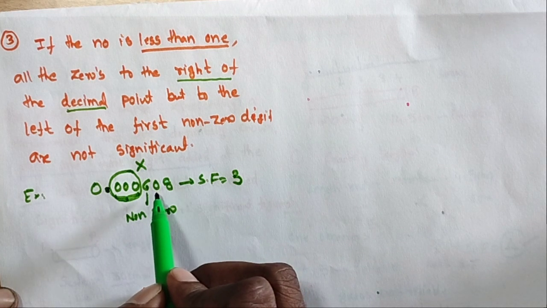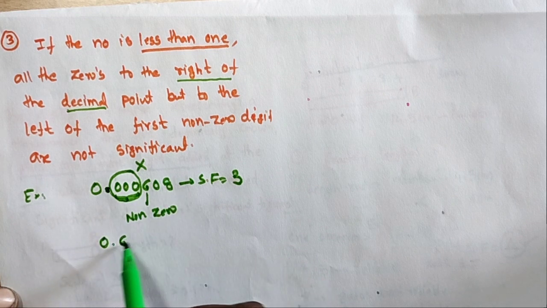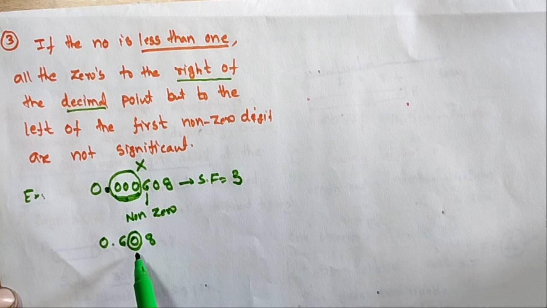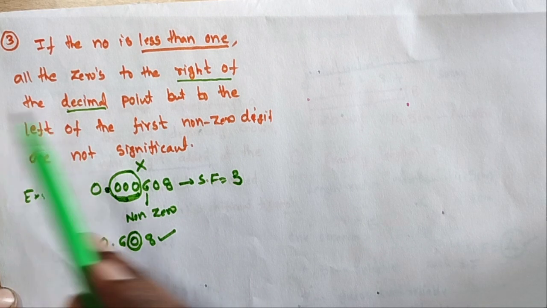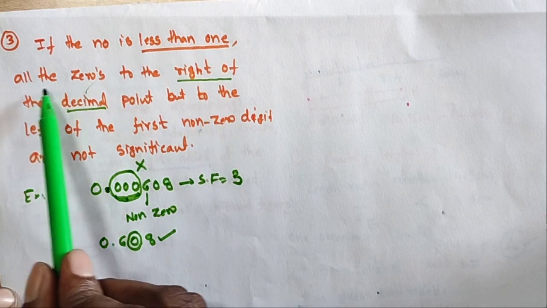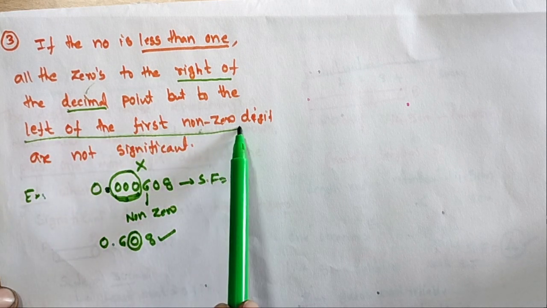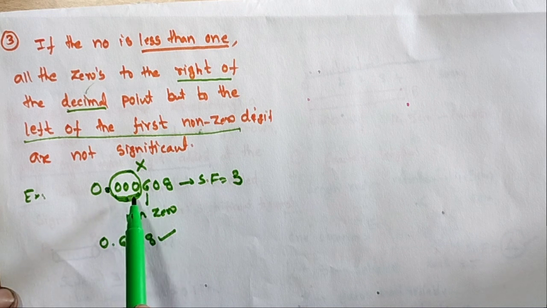So here, sir, there is a zero in between. Suppose here 0.608 is there, but a zero is between. Is it a significant figure or not? So what is rule number 2? In rule number 2, if zeros are inside between two non-zeros, you can consider them significant figures. But what is rule number 3? If the number is less than 1, all the zeros to the right of the decimal point, but to the left of the first non-zero. What is the first non-zero? 6. So these 3 zeros are not significant.